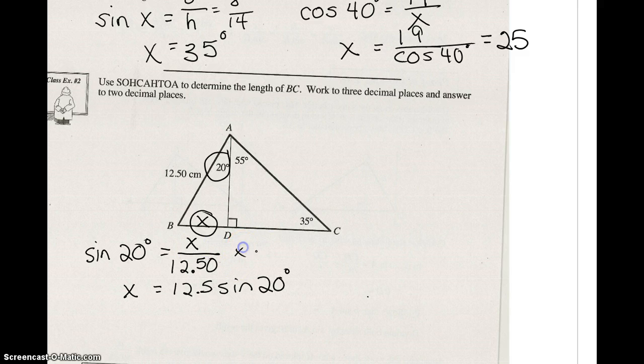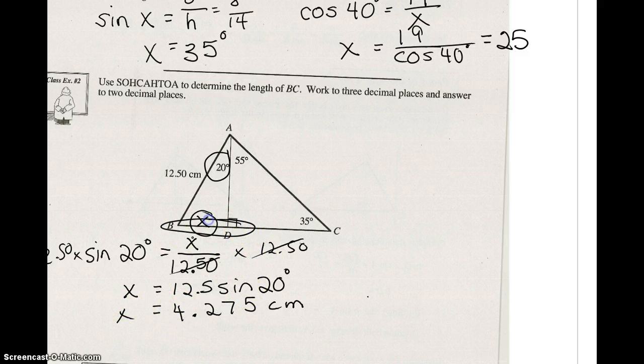Now that is just algebra, and that should be something that you can manage. We're just going to multiply both sides by 12.5, and you end up canceling these out, and you end up with x. X in this case is going to equal 4.275 centimeters. Now, by the way, x is BD. Remember, we've talked about that before. BD equals 4.275 centimeters.